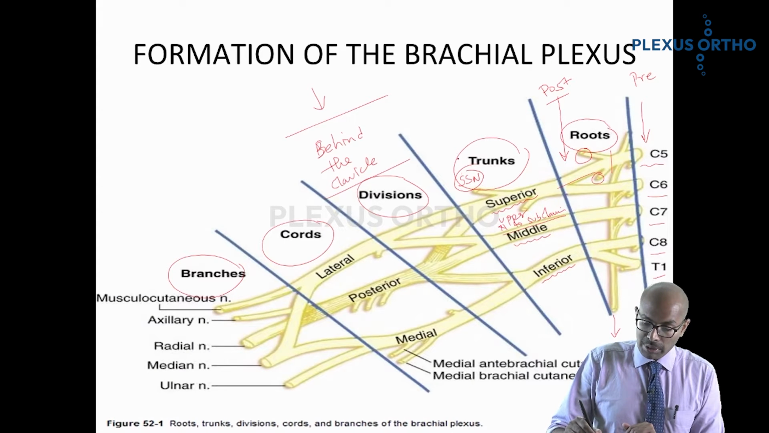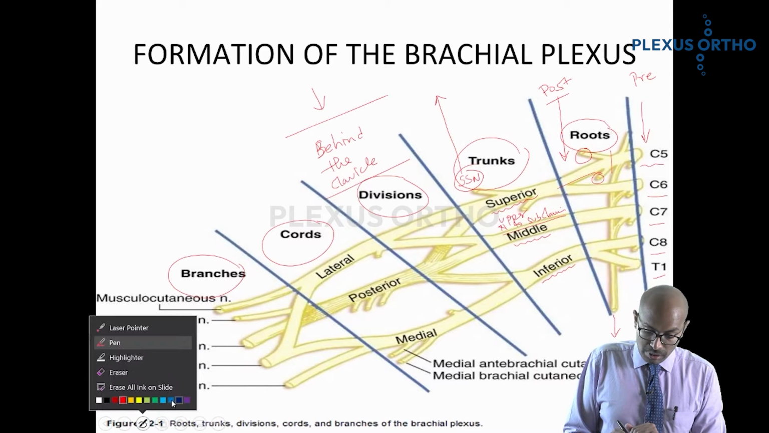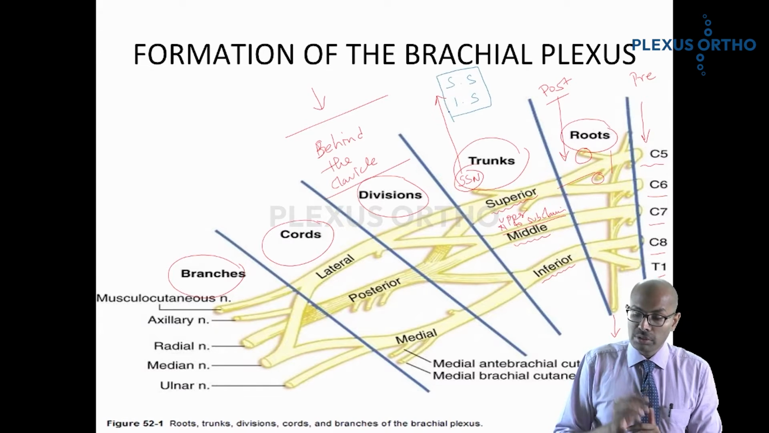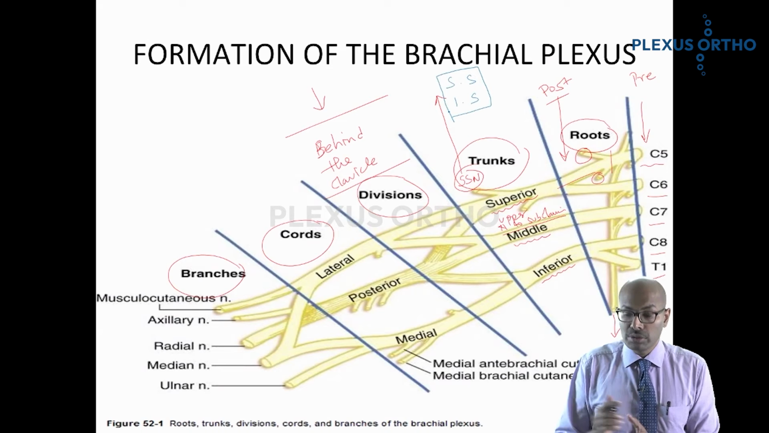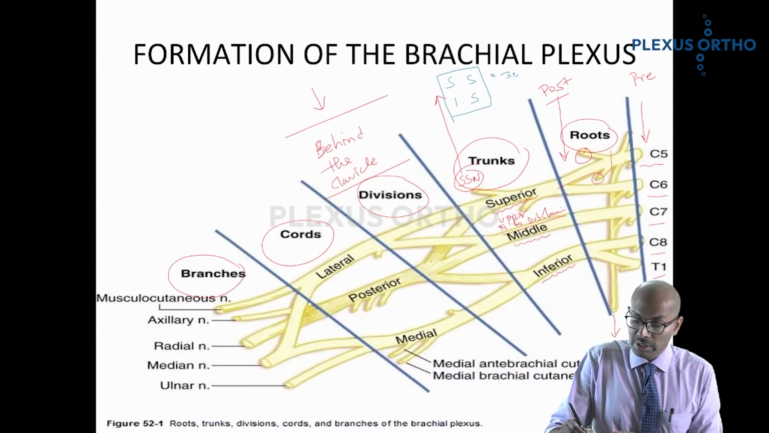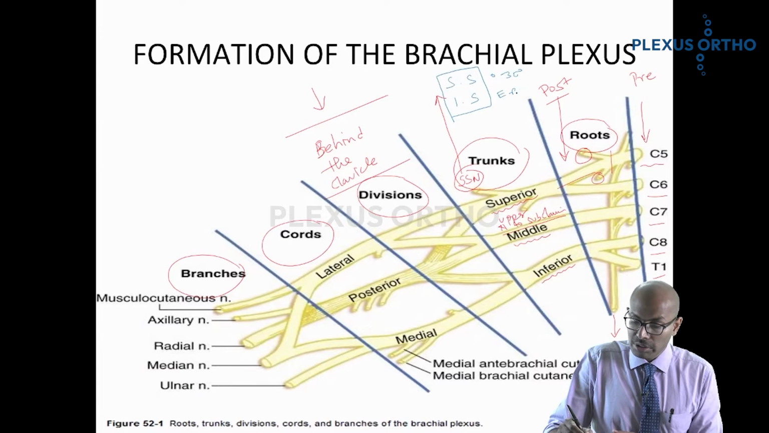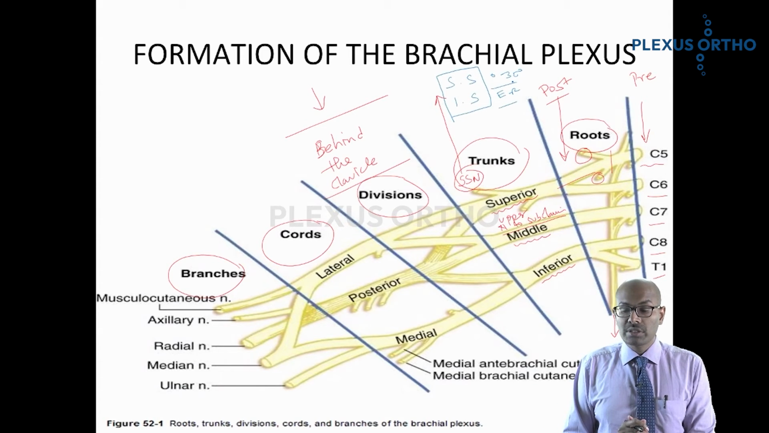The suprascapular nerve supplies two muscles. What are the two muscles? They are supraspinatus and infraspinatus. What is the function of the supraspinatus? Abduction of the shoulder from 0 to 30 degrees. What is the function of infraspinatus? It is external rotation. So these are the two muscles supplied by the suprascapular nerve.